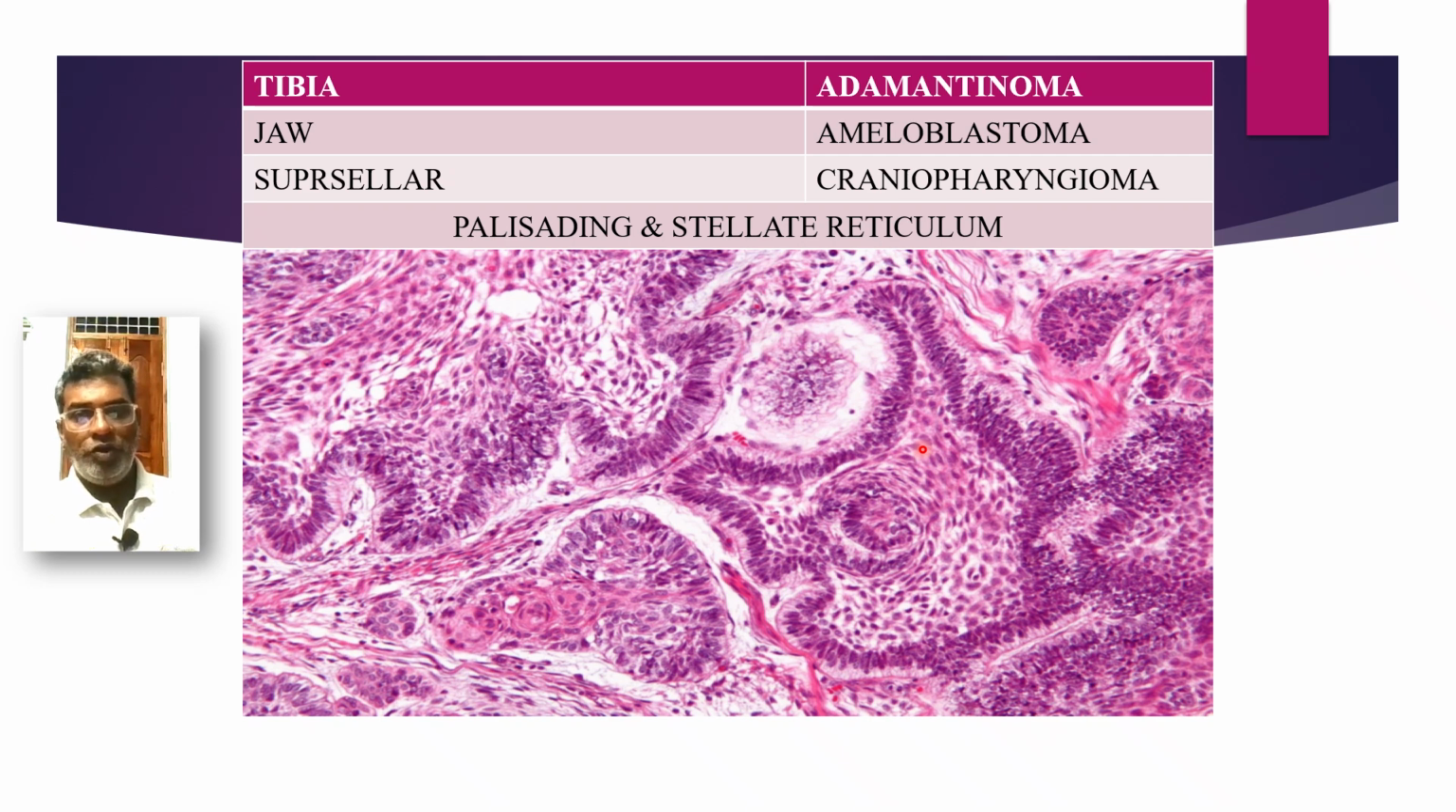All these 3 tumors, adamantinoma, ameloblastoma, craniopharyngioma, will look the same on microscopy. Only the site of origin changes. If it is given tibia, then it is called adamantinoma. If it is jaw, it is called ameloblastoma. And if it is a suprasellar mass, then it is called craniopharyngioma.